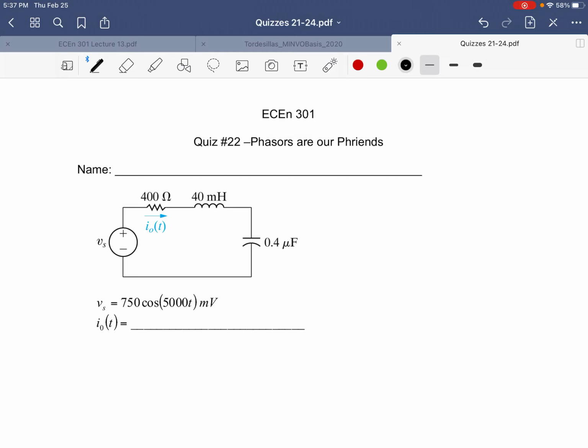Okay, this is quiz number 22. So we're going to find I0. What's our strategy? Our strategy is that we need to create a circuit diagram in the phasor domain, solve for I of t using just Ohm's law, except instead of a resistance we're going to have an impedance, and then convert back to the time domain.